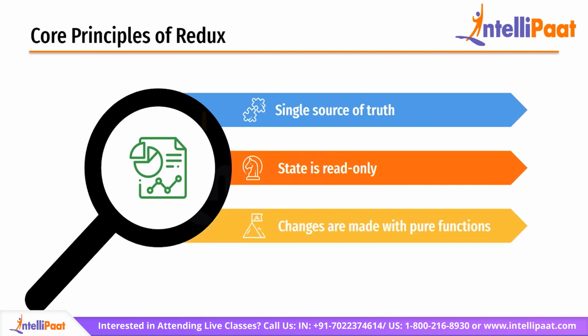Finally, changes are made with pure functions. Reducers are pure functions that take the current state and an action as an input and return a new state as an output. They are responsible for updating the state in response to the actions that have been dispatched. Because reducers are pure functions, they are predictable and have no side effects, which makes it easier to reason about how the state is being updated. By enforcing the use of pure functions, Redux provides a clear and consistent way to manage the application state.